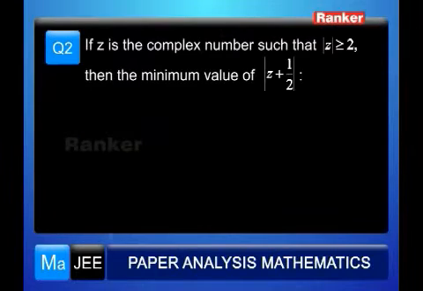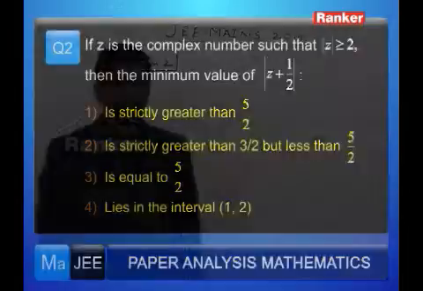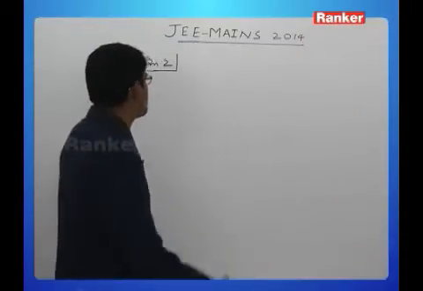Question 2. If z is a complex number such that mod z is greater than or equal to 2, then the minimum value of mod of z plus half: first option, strictly greater than 5 by 2. Second option, strictly greater than 3 by 2 but less than 5 by 2. Third option, is equal to 5 by 2. Fourth option, lies in the interval (1, 2). So let's have a look at the solution here.